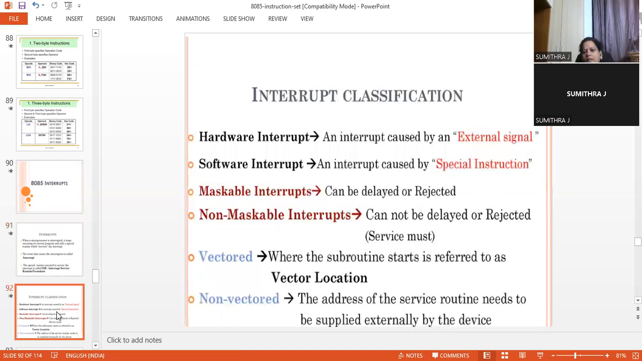Next, coming to the classification of interrupts, we have different types of classification, namely hardware interrupt and software interrupt, maskable interrupt and non-maskable interrupt, and vectored and non-vectored interrupt.